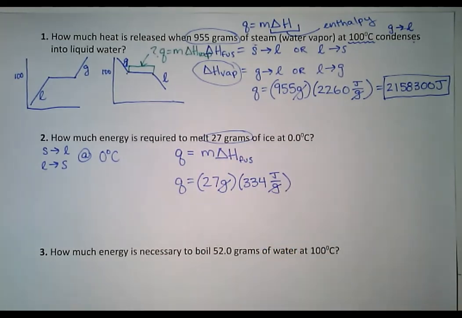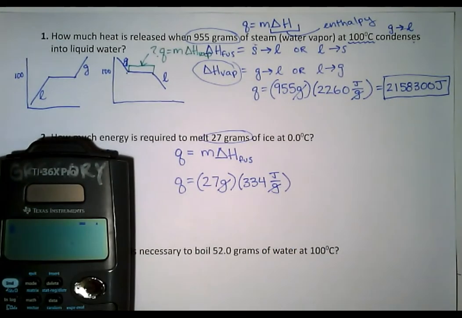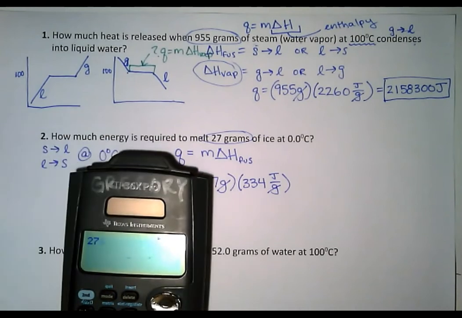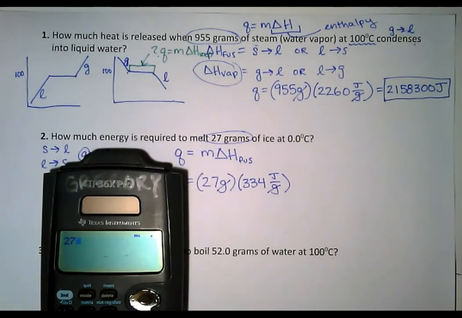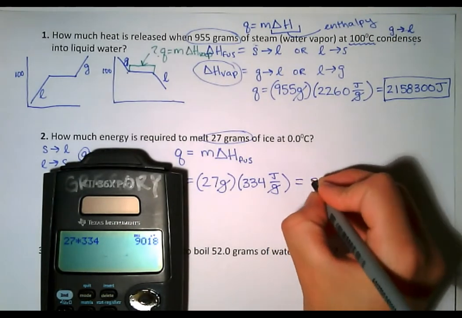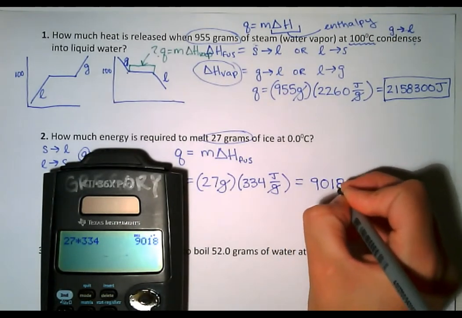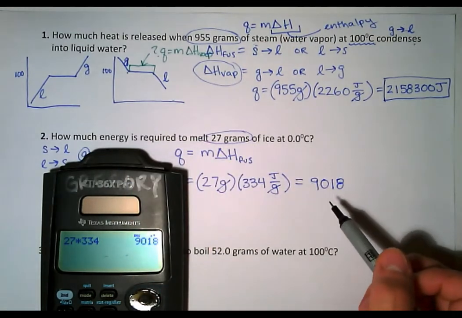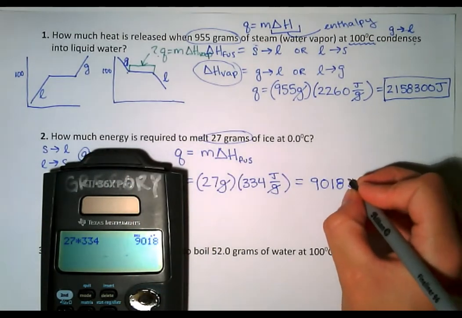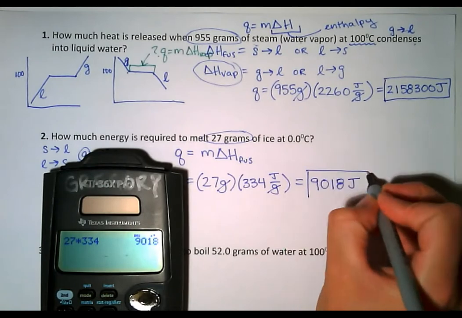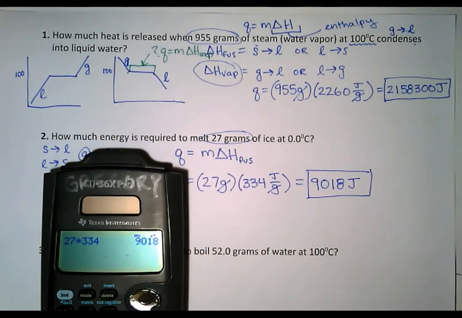So we just need to do 27 times 334. And that gives us 9018. And it just says energy, so I don't need a particular unit, so I'm just going to leave this as joules, and that's my final answer.